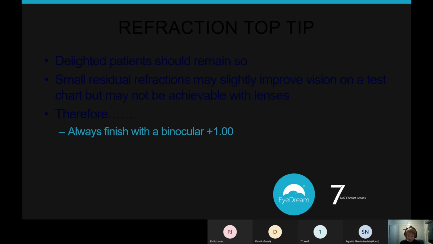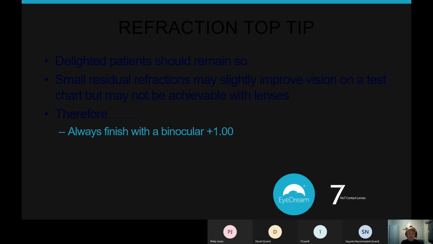So I have a refraction top tip, and this came again from my time in refractive surgery, which is that delighted patients should remain delighted. And if you fiddle around with small residual refractions, which if you're anything like me, you can't stop yourself from doing, getting the cross cylinders out even when the patient sees well, just don't do that, then you may not be able to recreate that with new lenses. And the patient could therefore be disappointed.